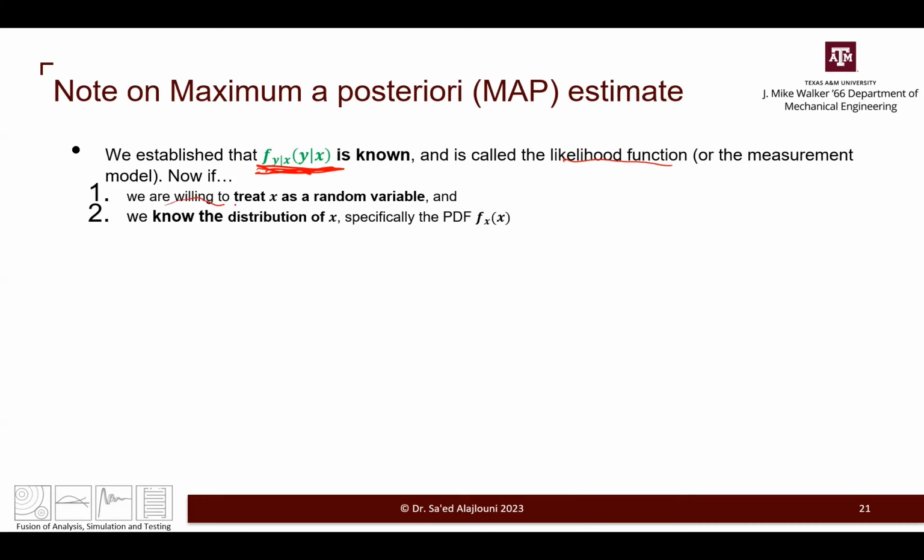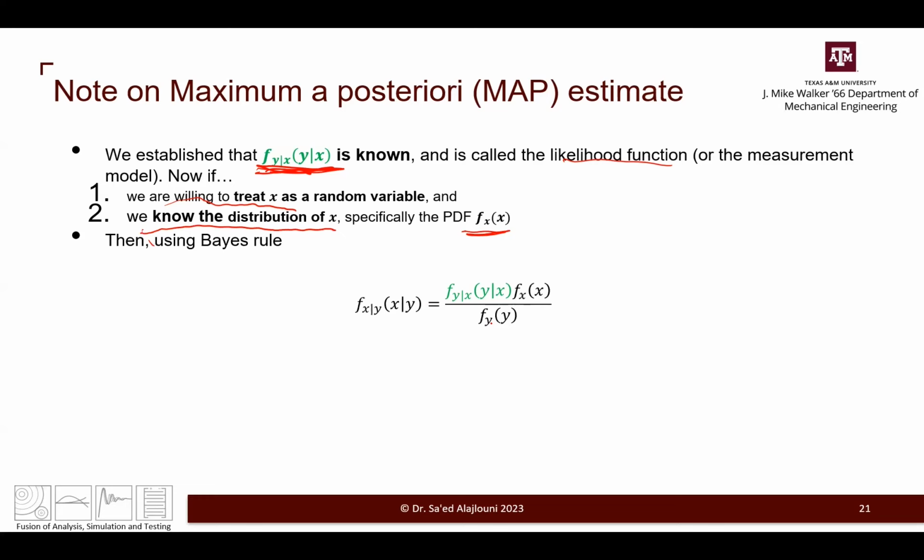If we are willing now to treat x as a random variable rather than a constant. So far, we treated x as an unknown parameter, an unknown constant, and we want to estimate that constant. But now let's say, okay, let's treat x itself as a random variable that can take different values. And if we also know the distribution of x, that is the PDF f of x, the probability of the different values of x appearing, then using Bayes' rule, the probability of x given y equals the probability of y given x times the probability of x divided by the probability of y.